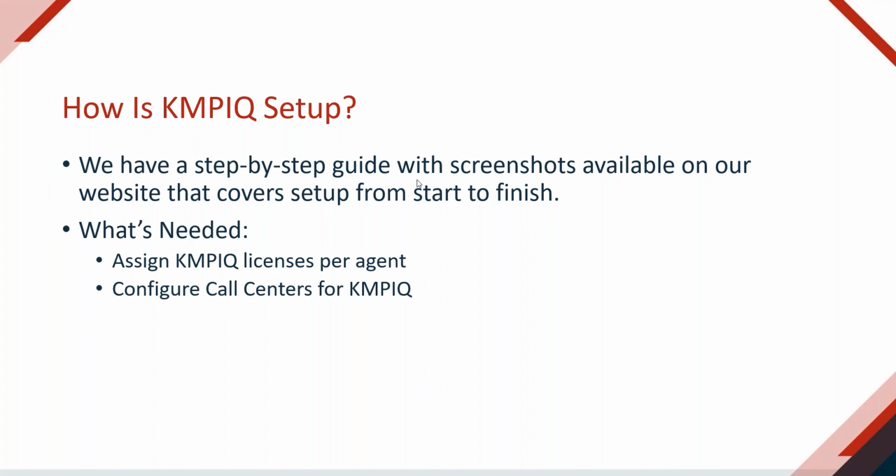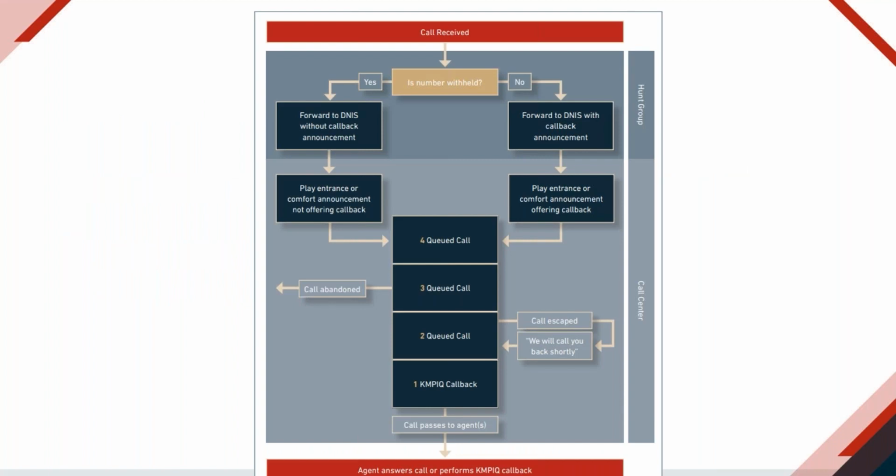And really what's needed for setup, you need to assign the licenses to the agents, and then you need to configure the call centers for Keep My Place in Queue per the guide. Now, there's one other aspect of setup that we haven't spoken about, and it's related to something I said before. When I was talking about how it works on the back end, when I said that the virtual queue and virtual call center is what retains the caller ID information of the caller, we do actually need a caller ID visible or present in order to be able to process those requests. And that's really where this hunt group comes into play.